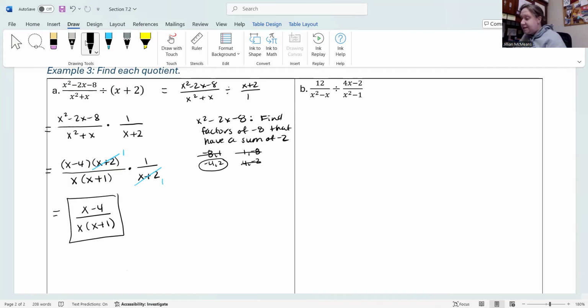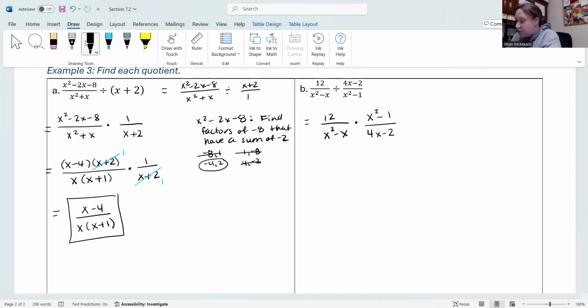All right. Second, we have 12 over x squared minus x divided by 4x minus 2 over x squared minus 1. Write it as multiplication first thing. Don't even try to factor because you might see common factors that you think will cancel, but they really don't because you haven't written it as multiplication first. So the way we convert this to multiplication is we keep the first rational expression exactly as is, and then we multiply by the reciprocal of the second expression. So the reciprocal is x squared minus 1 all over 4x minus 2.